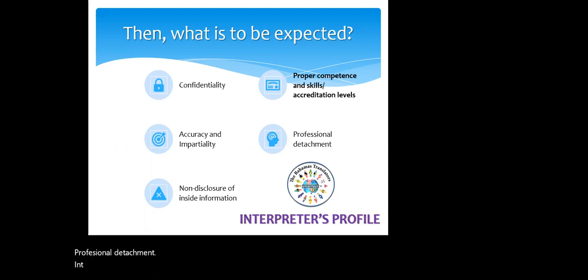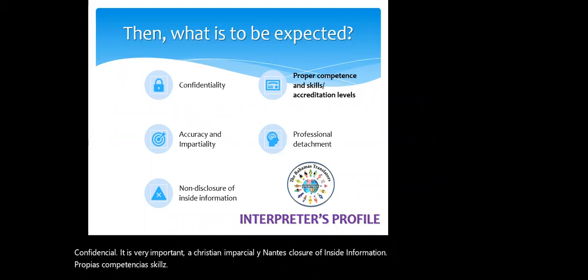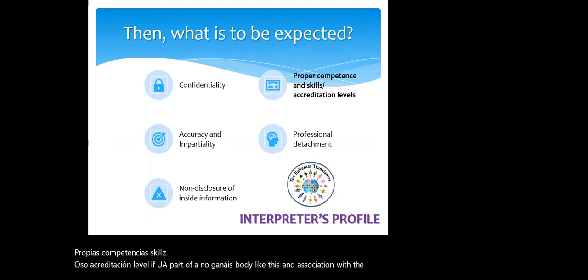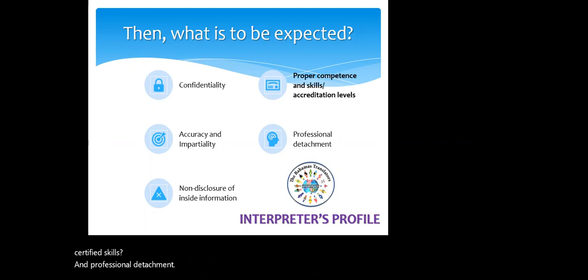So let's go over it again. Confidentiality is very important. Accuracy and impartiality, non-disclosure of inside information, proper competence and skills. Also, accreditation level if you are part of an organized body that has an association with a board that can certify your skills, and professional detachment. This is very important. I went over it twice so that you take note, because as an interpreter, you are expected to have these characteristics.